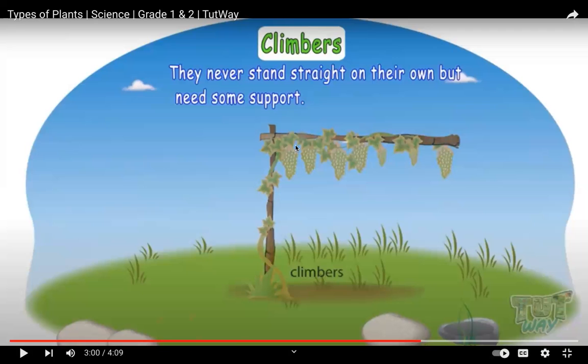Tell me an example of climber. Any example? Can you tell me, Debangshu, an example of climber?